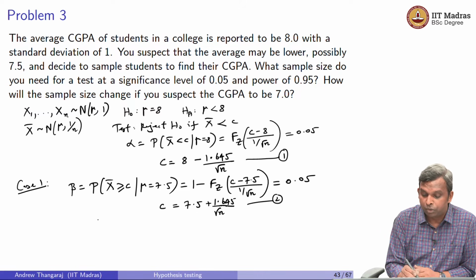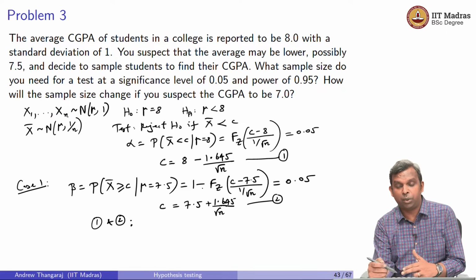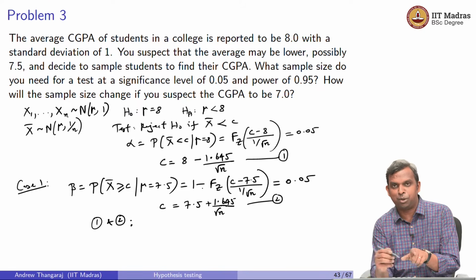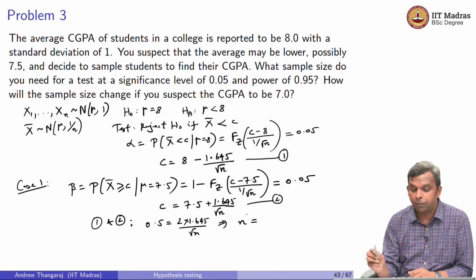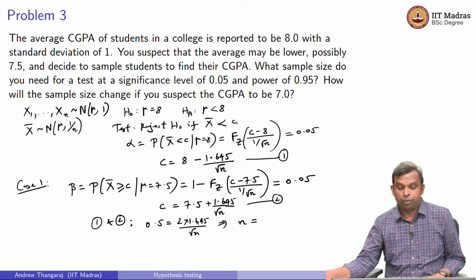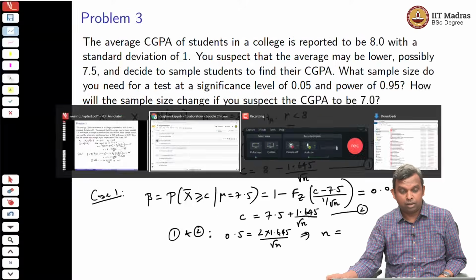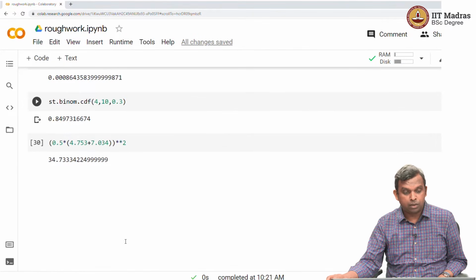So 1 and 2 will give you, you equate these two again. I'll subtract this, bring it to this side, and do that calculation. So you see 0.5 equals the sum of these two, so it's like 2 times 1.645 by root n. So this is a standard formula. So you get n to be, let's just write this down. I did one squaring here, right?